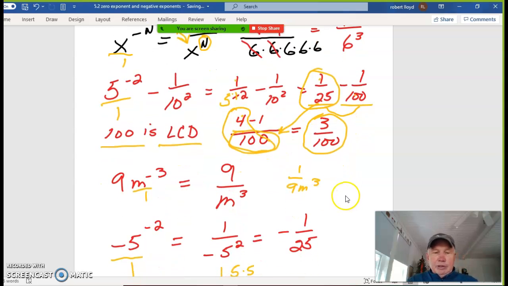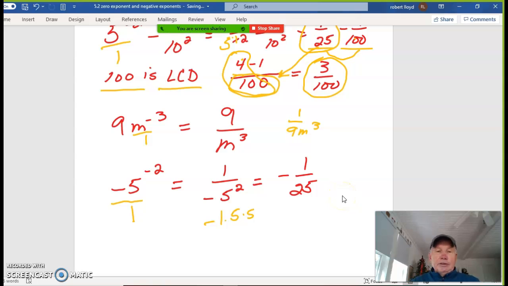A common mistake that is made is one like this. 9 times m to the negative 3, written as 9m to the negative 3. The 9 is positive, so it stays exactly where it should be. The m to the negative 3 has to change position, so it goes down to make the 3 positive. So don't put the 9 down here because it is positive. It stays in the same position because it's positive.